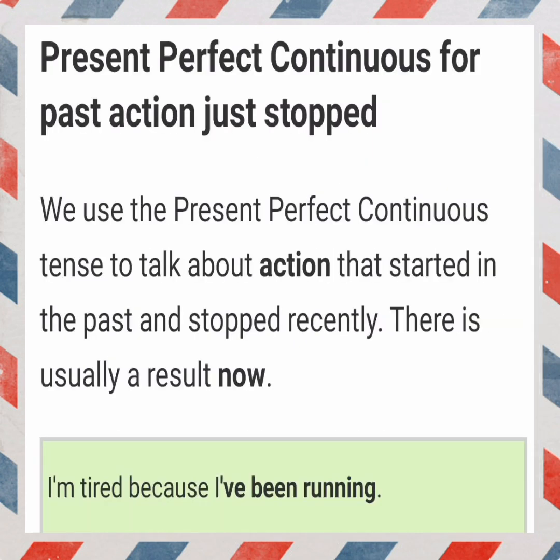Let's see about the present perfect continuous for past action just stopped. That is, this tense talks about the action that started in the past and stopped recently. There is usually a result now. I am tired because I have been running. So the result is tiredness. Here he has been running for a long time and he is tired. At this time we are using this present perfect continuous.